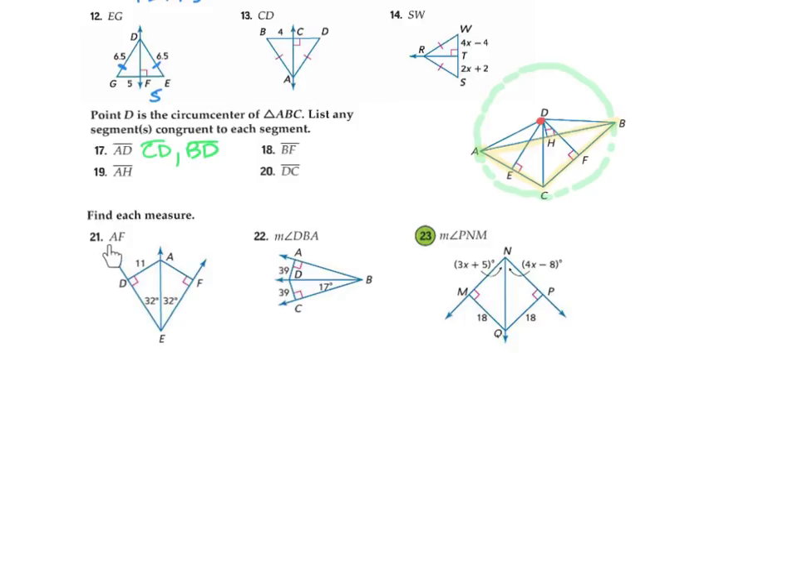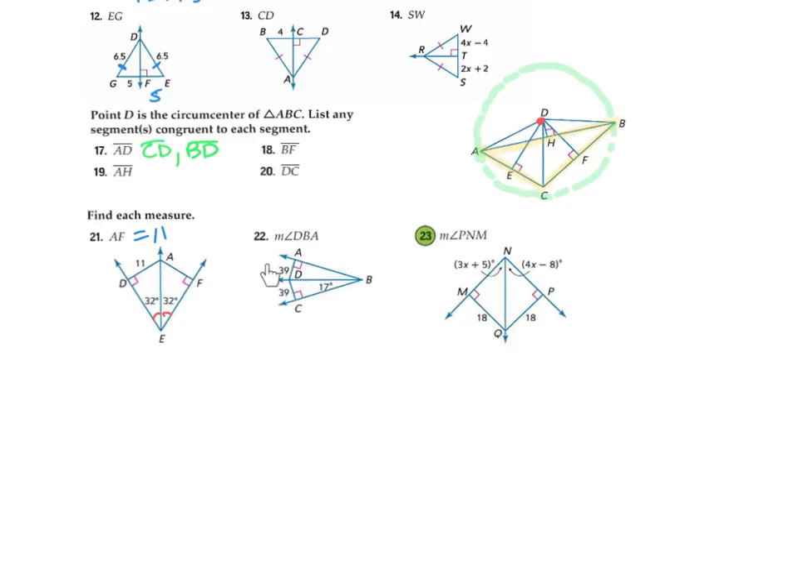Now let's take a look at number 21. We're asked to find AF. Okay, so what I want you to notice is that A lies on this ray, which is the angle bisector of angle DEF. So we have a point that lies on the angle bisector of an angle. So we have a theorem that says whenever a point lies on the angle bisector of an angle, then it is equidistant from the sides. So if AD is 11, then AF is also 11.